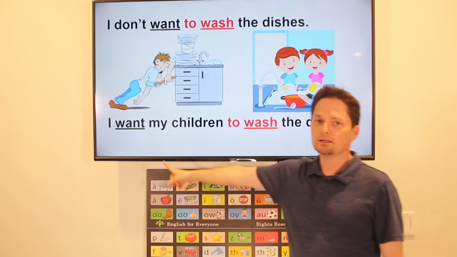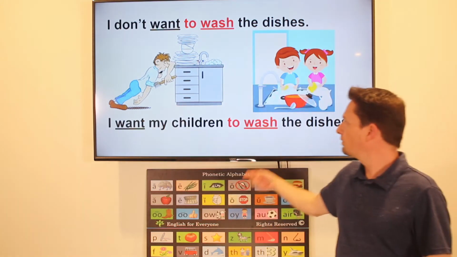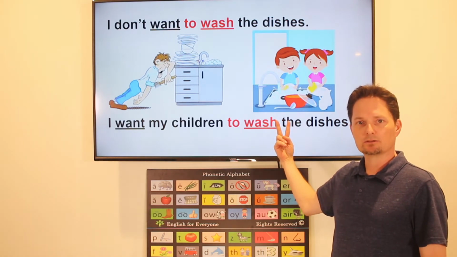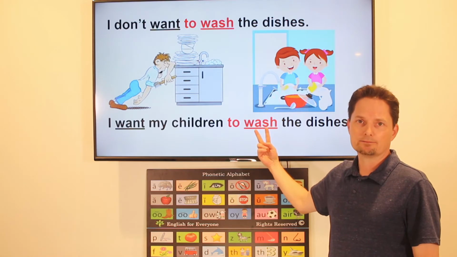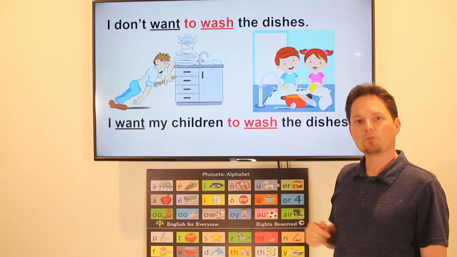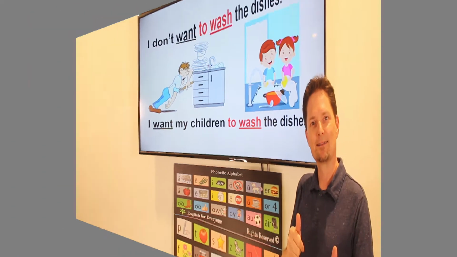You see action want, one action. Wash, second action. Two actions. I need my connector with the second action. I want my children to wash the dishes. Good idea.